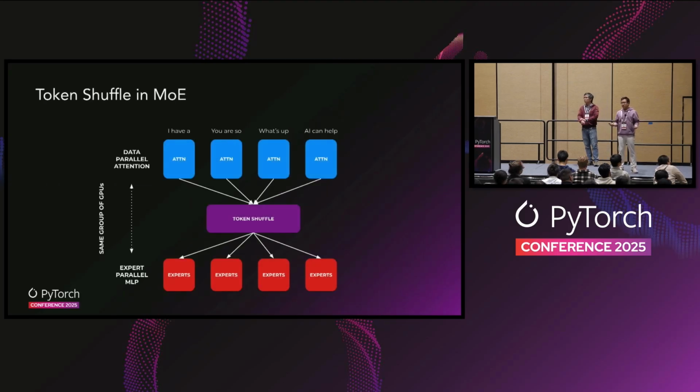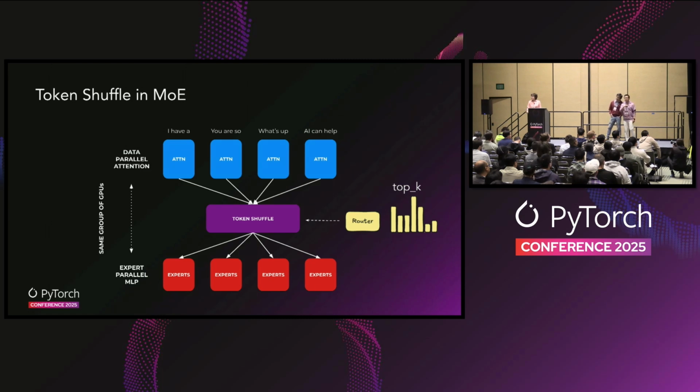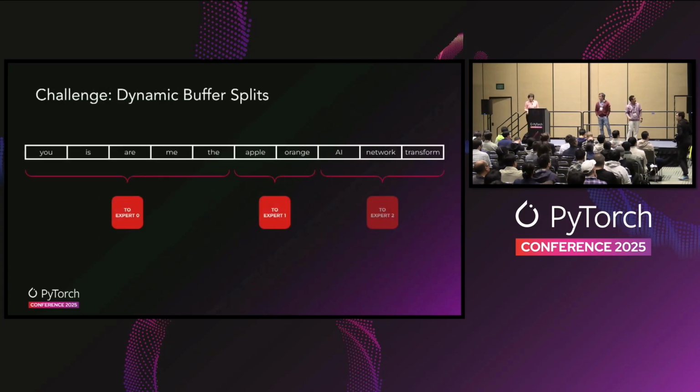Mixture of experts is an architecture that shuffles tokens between the attention layer and the expert layers. The key part of it is that there is a router that runs on each GPU to determine which token goes to which expert. Because the decision is made dynamically, we are faced with an issue: the input buffer to the all-to-all shuffle has split sizes for the expert chunks that are dynamically determined, and that information lives on the GPU.